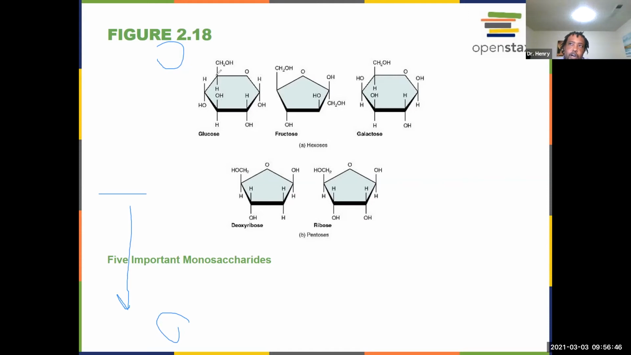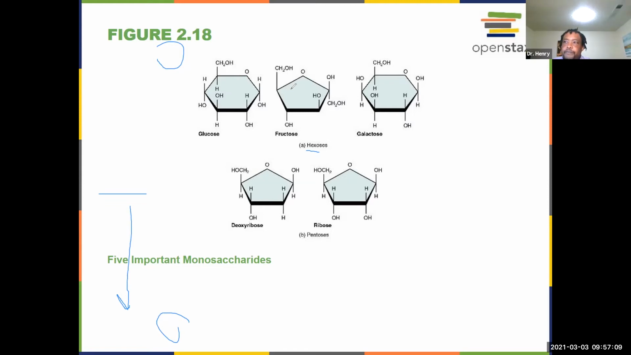And then this guy is a carbon, 4, 5. And then that's your last carbon, 6. So it has 6 carbons in this, and it's called hexose, hex meaning 6, because it's a 6-ring carbon chain. So 1, 2, 3, 4, 5, 6. It has 6 rings to it.